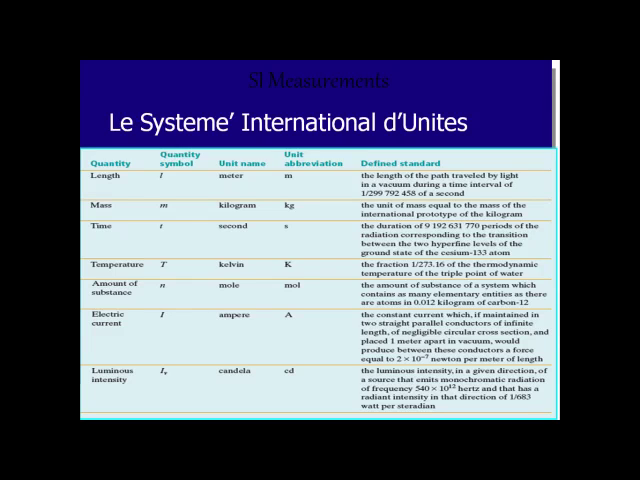So there are 7 base units: length, mass, time, temperature, amount of substance, electric current, and luminous intensity. Now in our chemistry classroom, we're only going to be using 5 of these. Length is the quantity, and the unit that we would report our data in would be meters. Mass we've already referred to as the kilogram. Time is recorded in seconds. The unit for temperature is Kelvin.